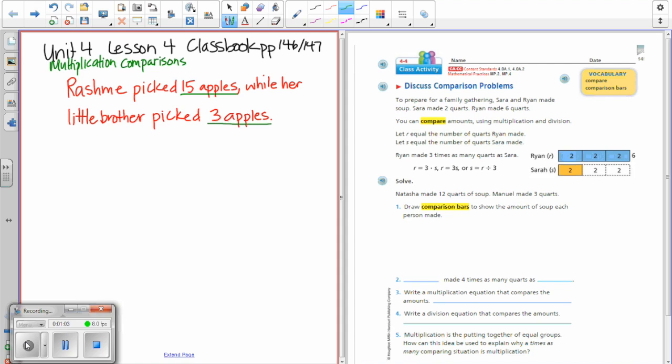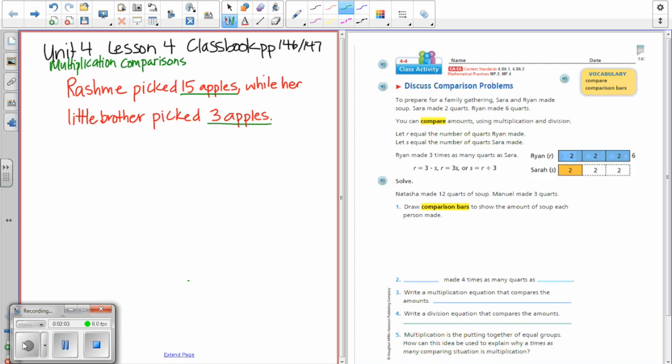There are several different ways we can compare these numbers. You can use multiplication to describe the greater amount in terms of the lesser amount. Knowing 15 and 3 and how they're related with multiplication, we would say that Rashmi picked 5 times as many apples as Eli. So how do you know it's 5 times as many? Well, we know that 3 times 5 equals 15.